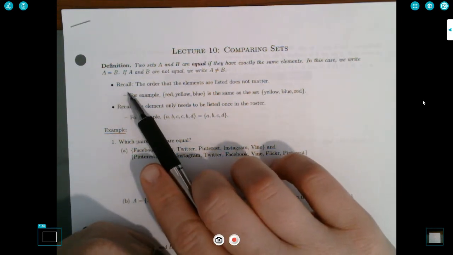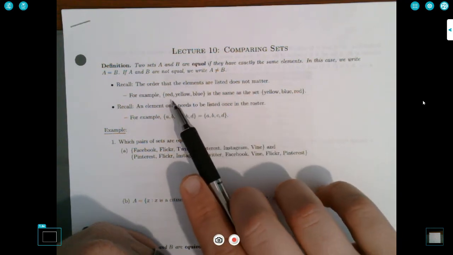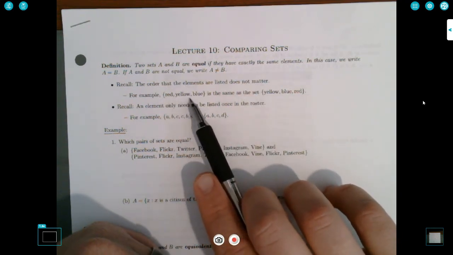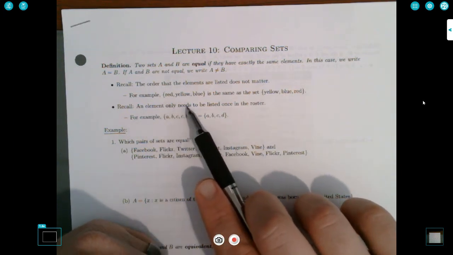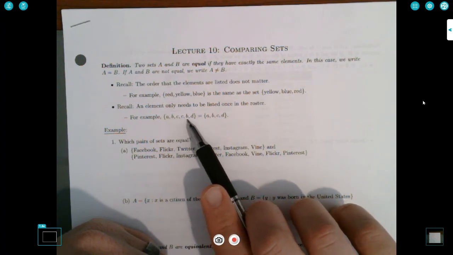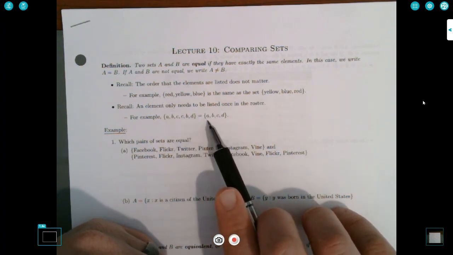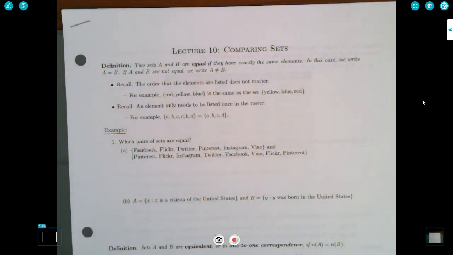Now, we mentioned in Lecture 9 that the order that the elements are listed in doesn't matter. For example, the set red, yellow, blue is the same as the set yellow, blue, red. And an element only needs to be listed once in the roster. So if you have something like A, B, C, C, B, D, that's the same thing as saying A, B, C, D, because the B's and the C's just repeat, and you don't need to write them down twice. Let's look at a couple more examples of this.